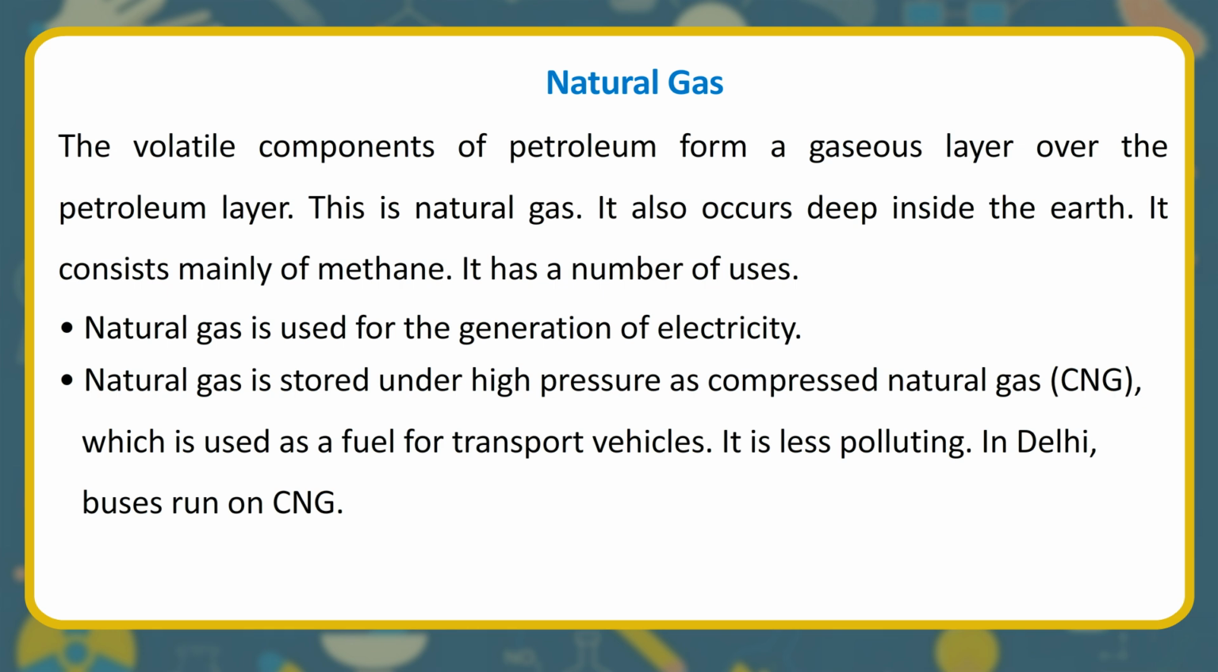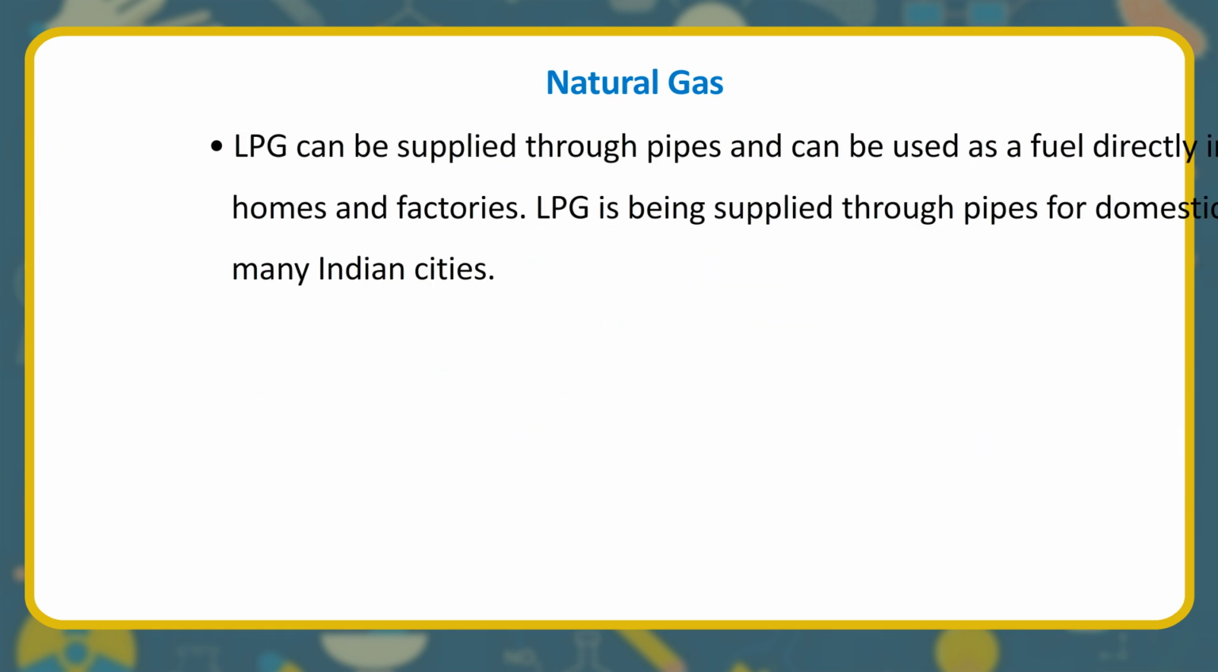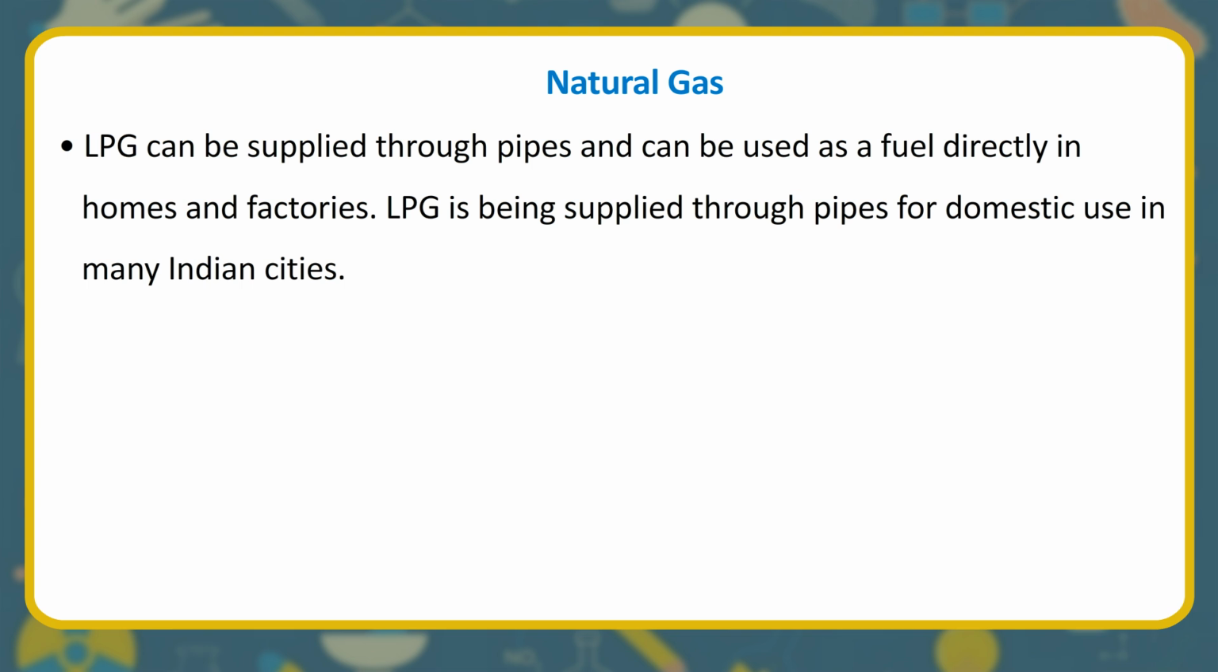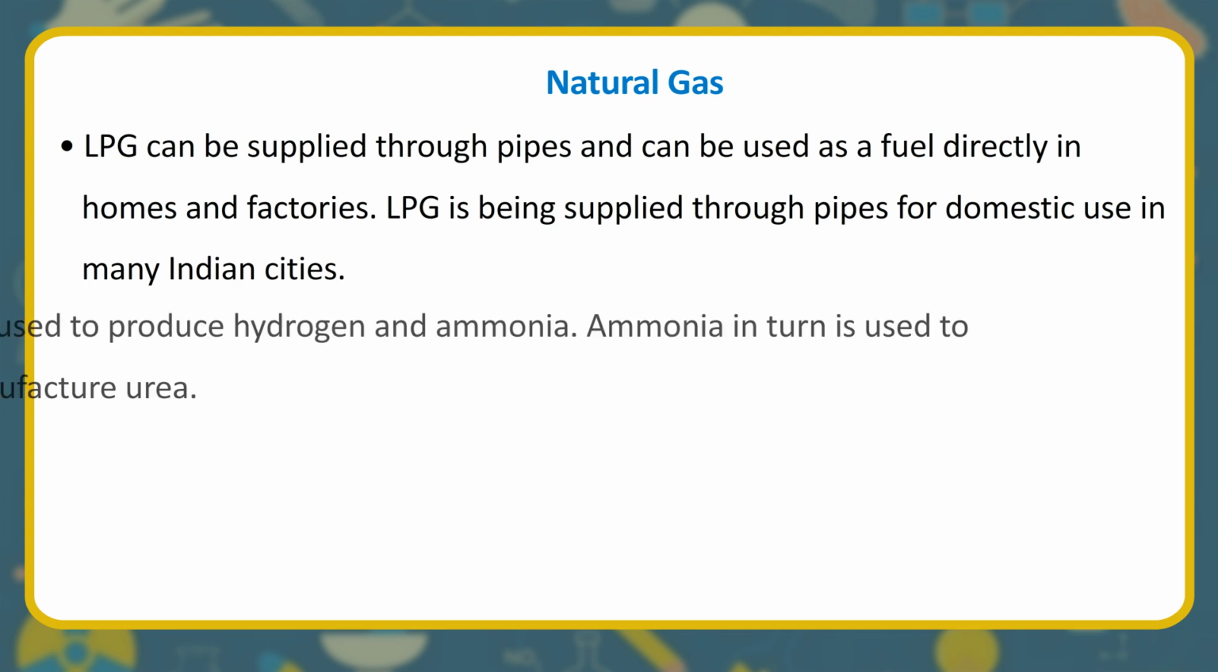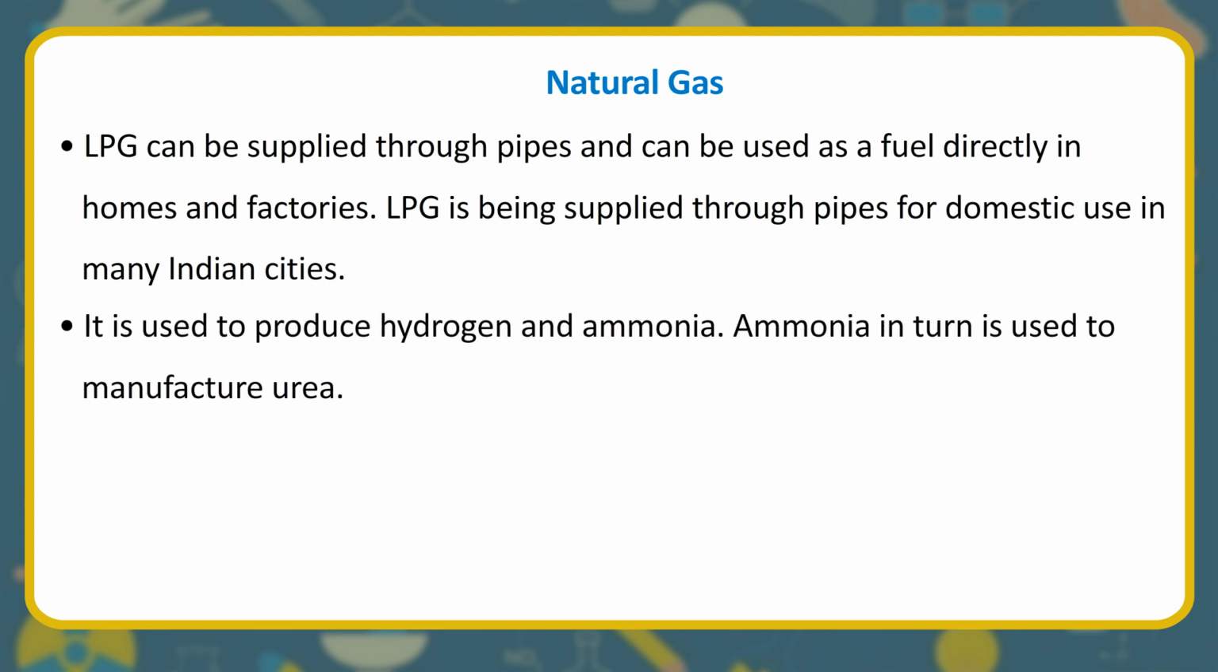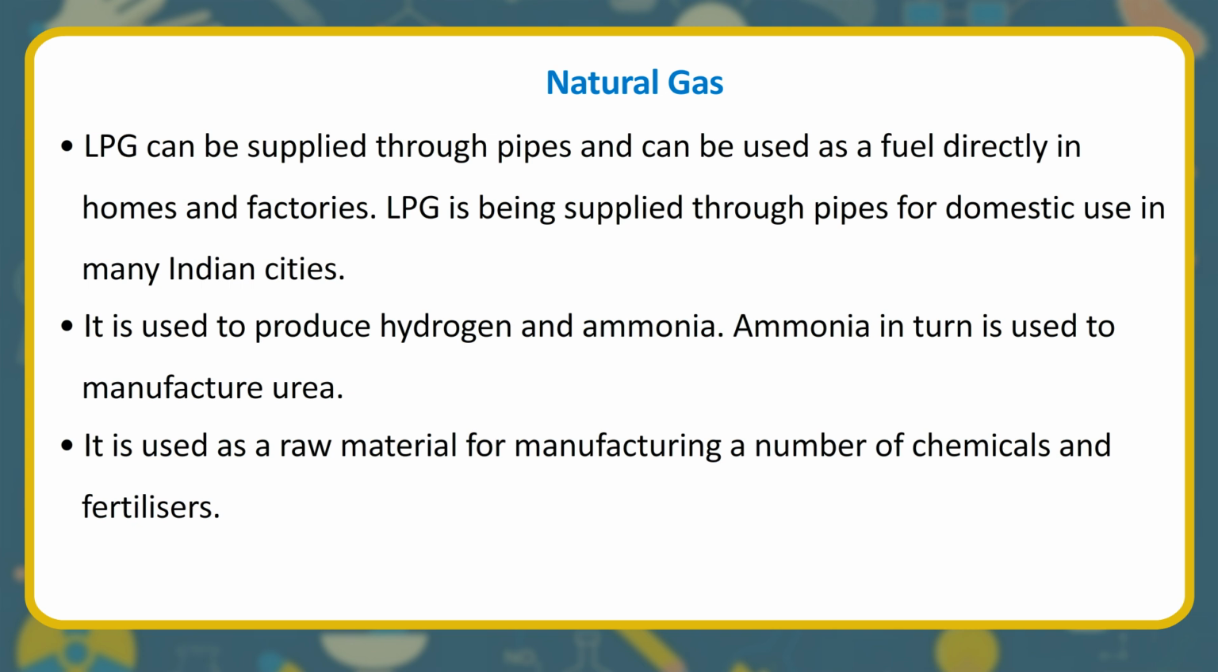In Delhi, buses run on CNG. LPG can be supplied through pipes and can be used as a fuel directly in homes and factories. LPG is being supplied through pipes for domestic use in many Indian cities. It is used to produce hydrogen and ammonia. Ammonia in turn is used to manufacture urea. It is used as a raw material for manufacturing a number of chemicals and fertilizers.